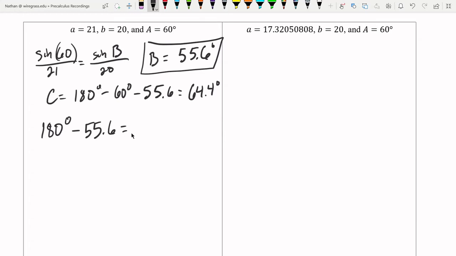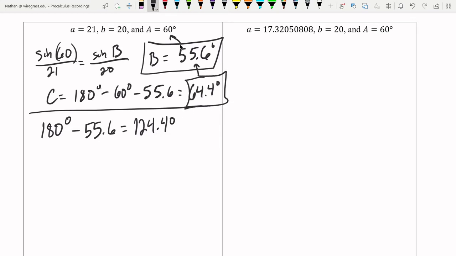So 180 minus 55.6 gives us 124.4 degrees. And to find C, this is for the other solution. So C equal to this works perfectly for this, and then we can continue from there in just a moment. But we're just checking to see if there's two solutions.